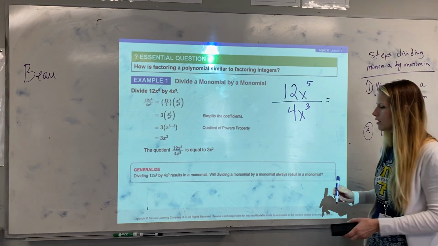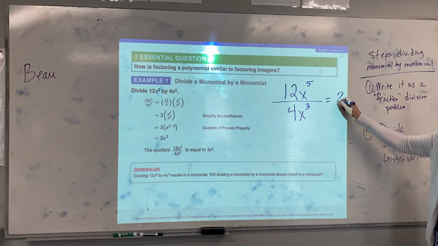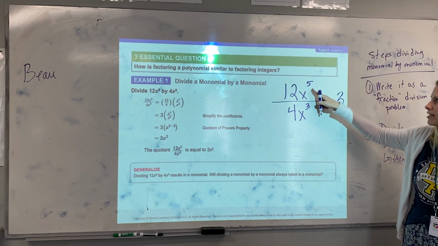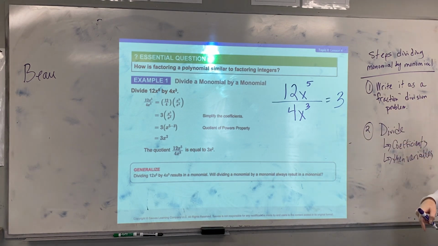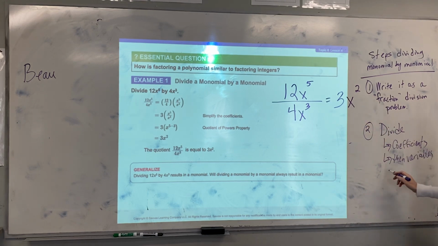And we follow all of the rules. What's 12 divided by 4? 3. You guys are so smart. What's x? Now here's where the rules come in. x to the 5th divided by x to the 3rd. x to the second. x squared is correct because we know that same bases being divided, subtract.